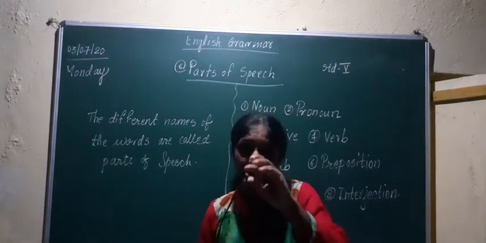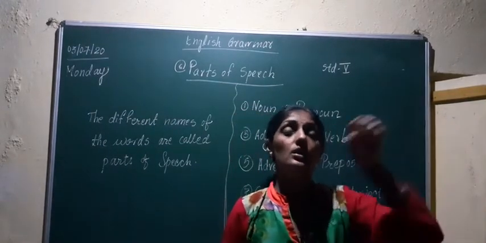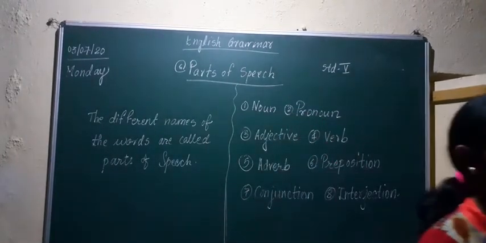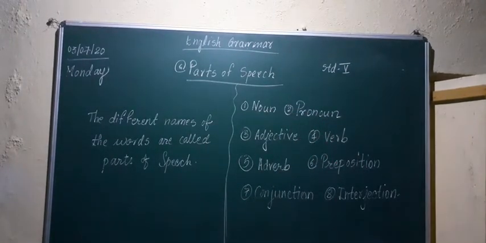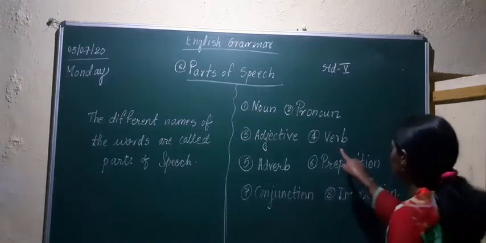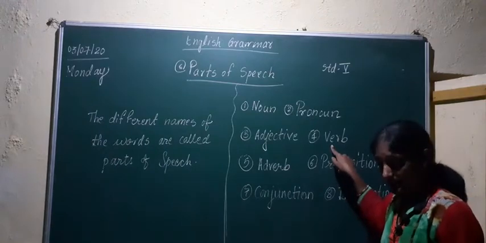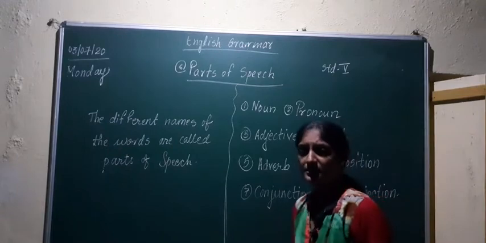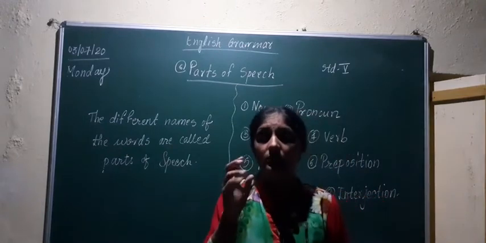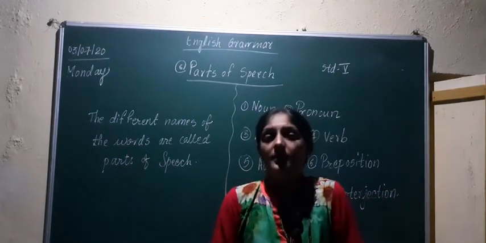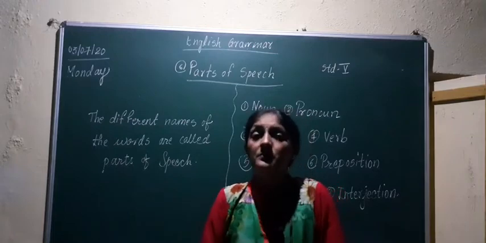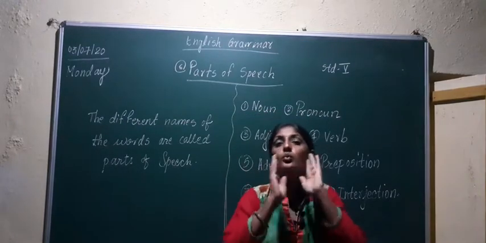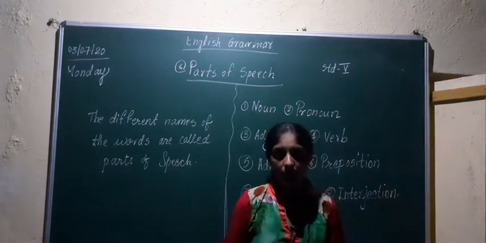Which tells more about noun, that word is known as adjective. What are they known as? They are known as adjective. After adjective is verb. Now in a sentence, let it be any sentence, the words which tell about the action in the sentence, what action is done by the subject, the doer of action.